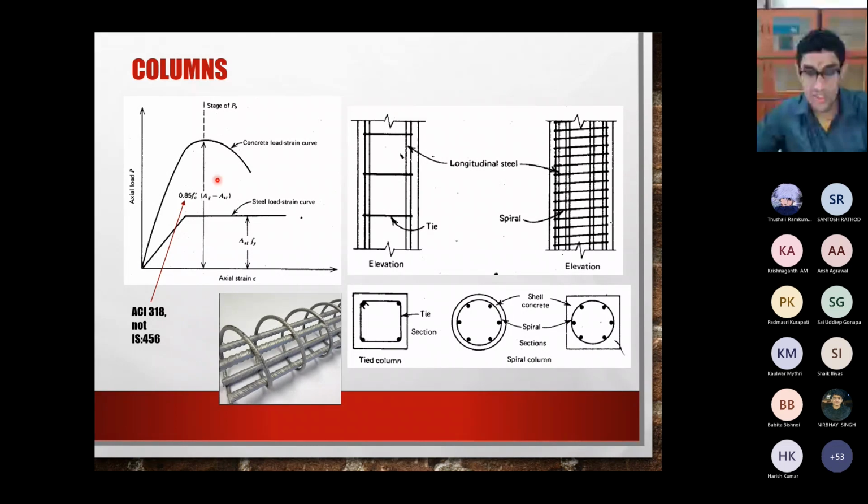Okay, anyway, so this was the slide we saw yesterday. So this is the arrangement of reinforcements typically that we can use in a column. So this is where we had stopped yesterday.